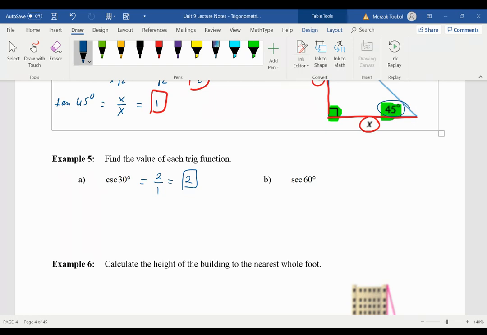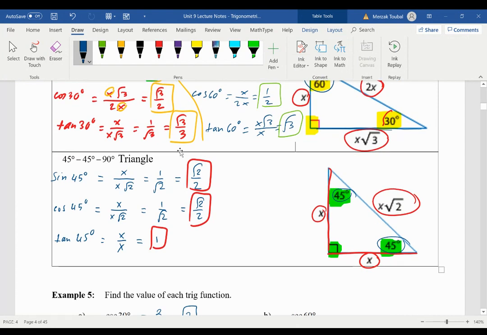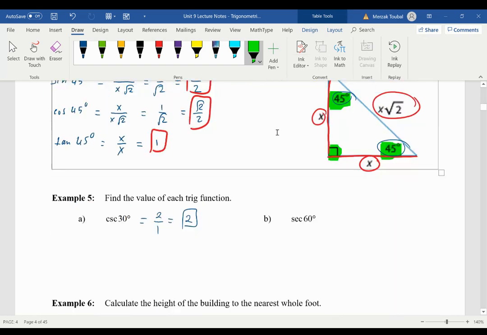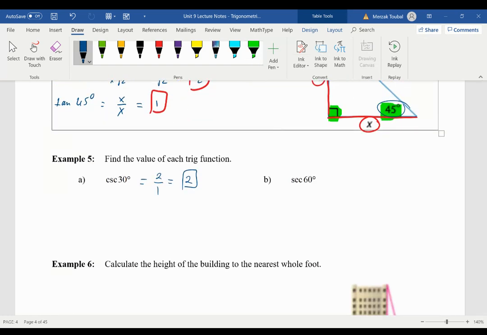Secant of 60: secant is the reciprocal of cosine. So let's go back and look for cosine of 60. Cosine of 60 is 1/2. So secant of 60 is the reciprocal of cosine of 60, which is the reciprocal of 1/2, which is 2 over 1, which is 2.